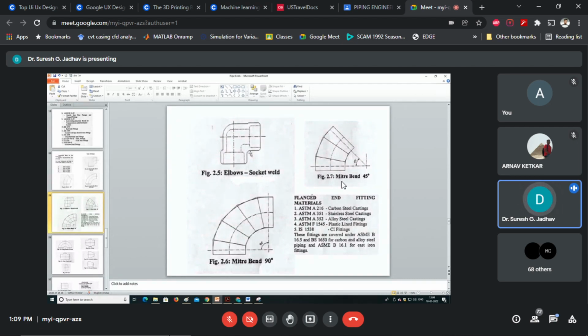Construction can be made. See here, to consider the different pieces 1, 2, 3, 4, 5. And in 45 degrees, we have to consider 1, 2, 3, only three pieces. So, bends with two pieces, three pieces, or four pieces construction can be made. These are normally not used in critical services. We never use that kind of miter bends in critical services.